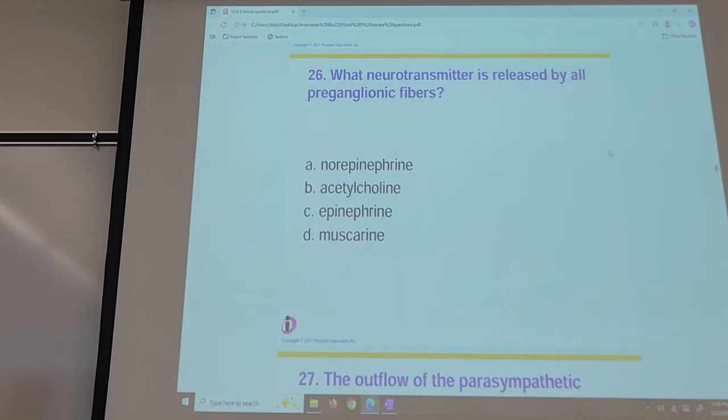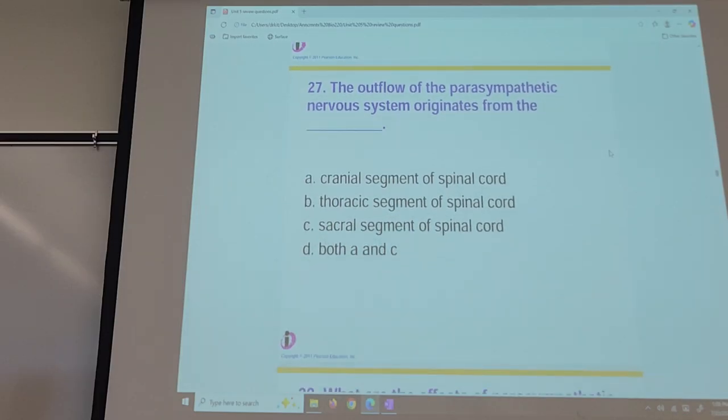What about postganglionic fibers in the parasympathetic division? Acetylcholine, and in the sympathetic division? Epinephrine and norepinephrine, right? Adrenaline. Okay. The outflow of the parasympathetic nervous system originates from the cranial and sacral regions, both A and C, because we also call it what division? The craniosacral division, right? Okay, good.